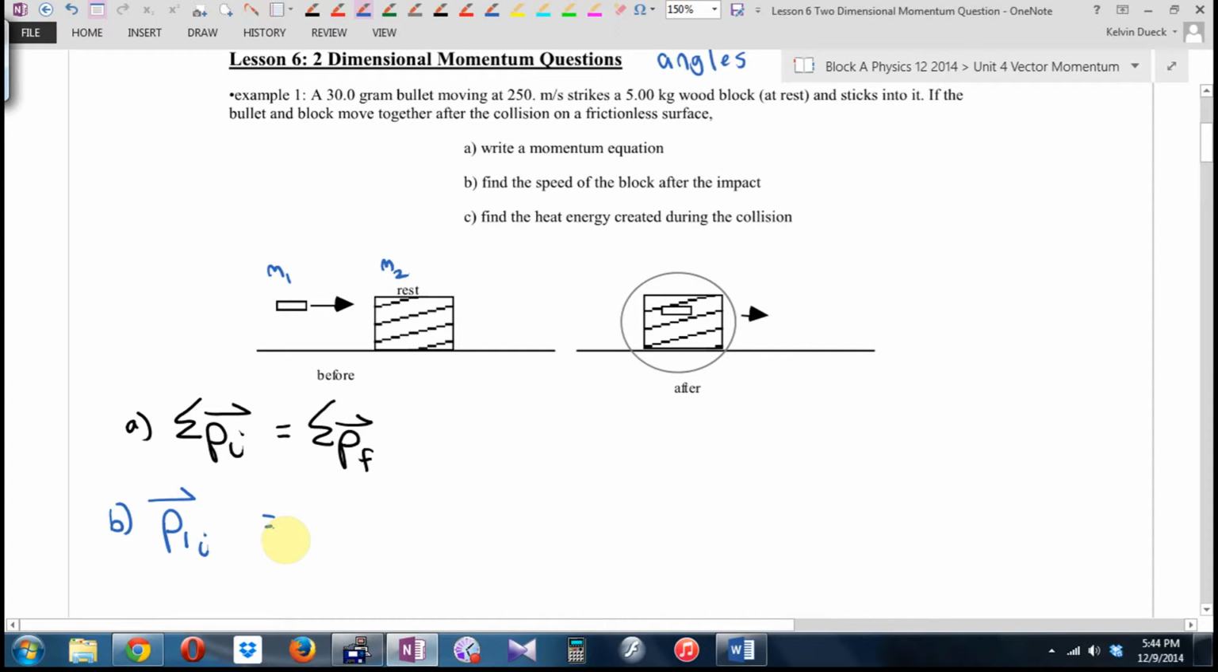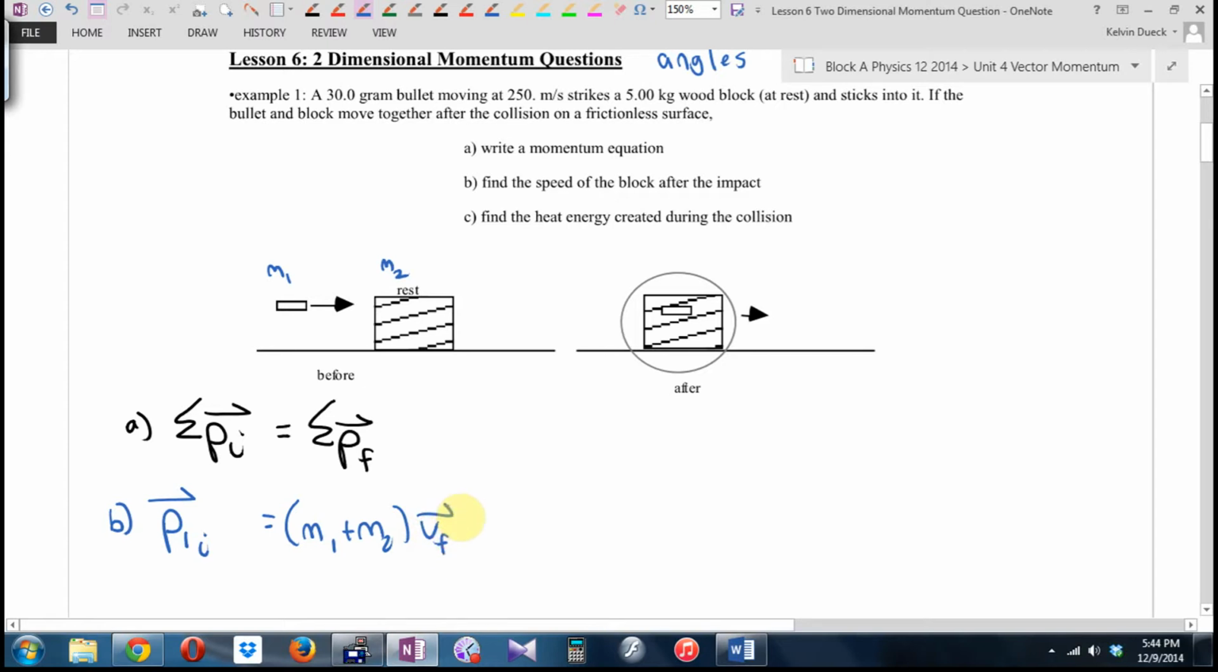Wham! They collide. Make you jump. After the collision, what's moving? Mass 1, mass 2, or both? Both. Stuck together or separate? Stuck together. Mass 1 plus mass 2 V final.